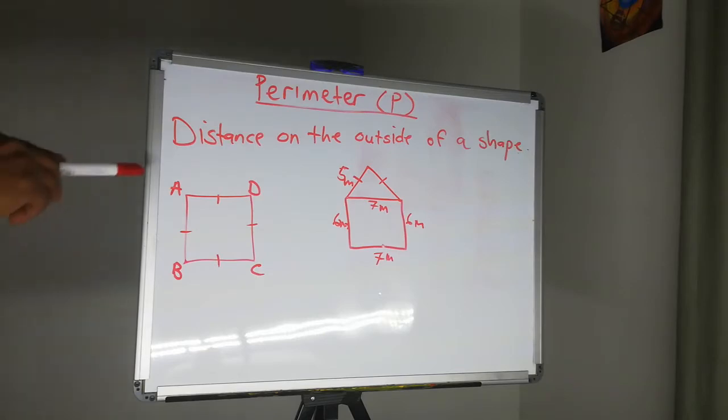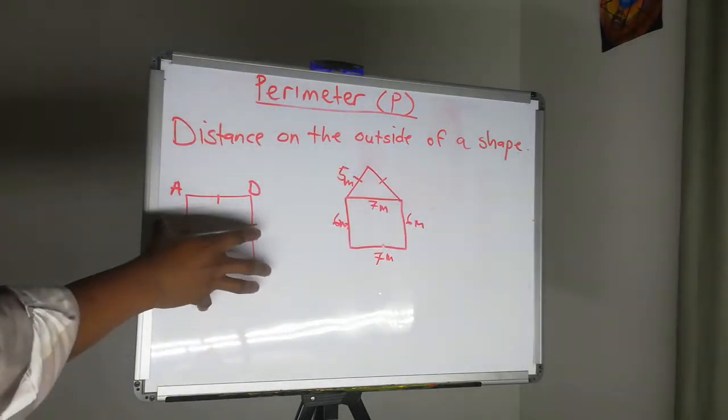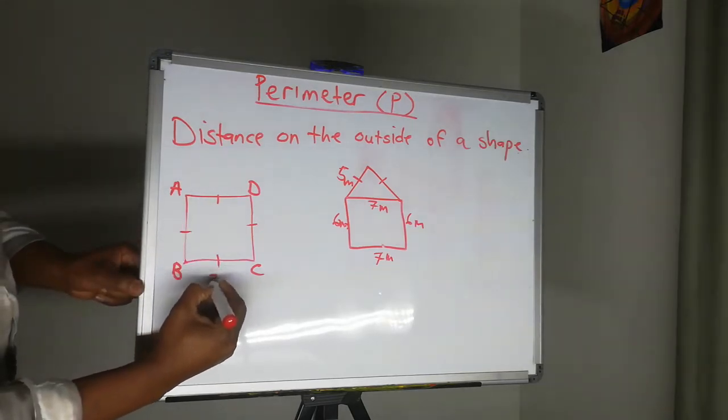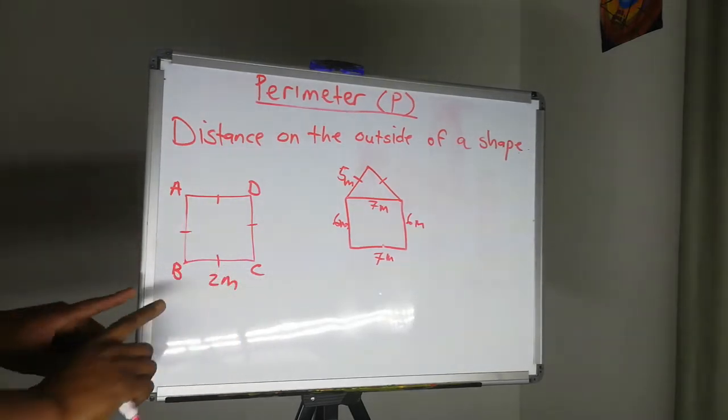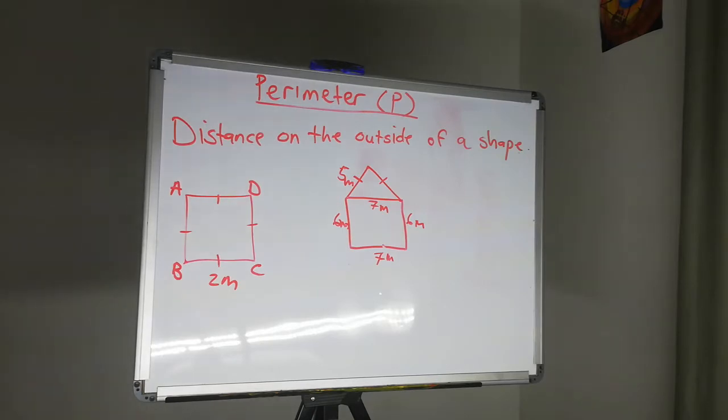And we say perimeter is the distance on the outside of a shape. So let's take shape 1 for example. Here we have a shape, let's make this 2 meters. So this is our shape A, B, C and D. So perimeter just means that we are moving on the outside of the shape.